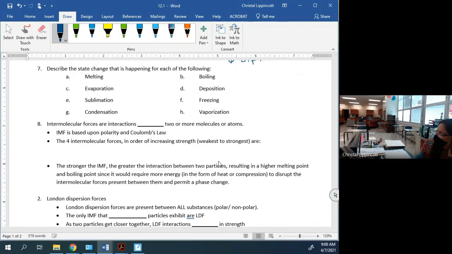State the thing that's happening here. Melting, we are going from a solid to a liquid. Evaporation, we're going from a liquid to a gas. Sublimation, we are going from a solid to a gas. Condensation, we're going from a gas to a liquid. Boiling is a liquid to a gas. Deposition is a gas to a solid. Freezing is a liquid to a solid. And vaporization is where we go from a liquid to a gas. Evaporation and boiling are both forms of vaporization.